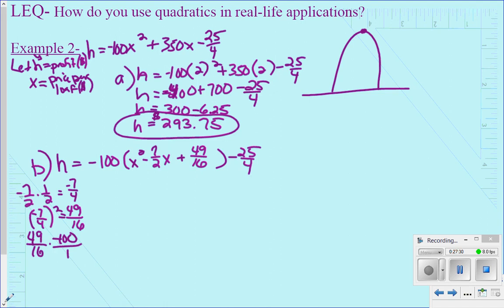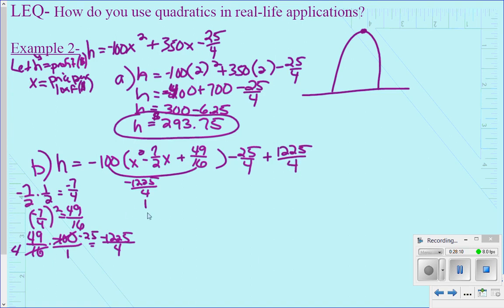So I'm going to simplify on the diagonal before I multiply. 4 goes into both 16 and negative 100, so that gives me 4 and negative 25. So negative 25 times 49 and 4 times 1. You can use a calculator to help you. So 49 times negative 25 gives you negative 1225. And 4 times 1 is 4. So what was just randomly added was negative 1225 fourths, which means I'm going to add positive 1225 fourths on the end.